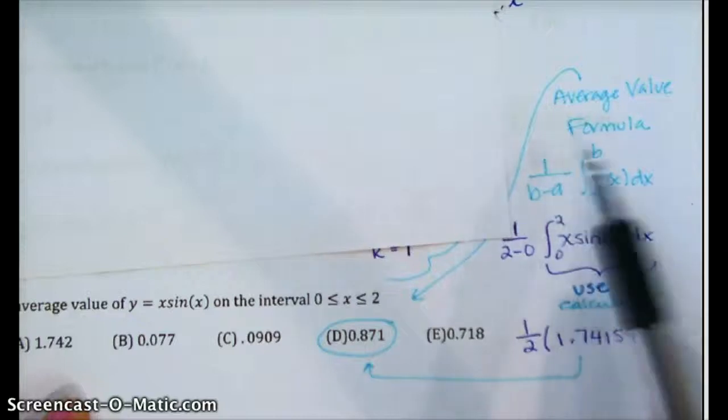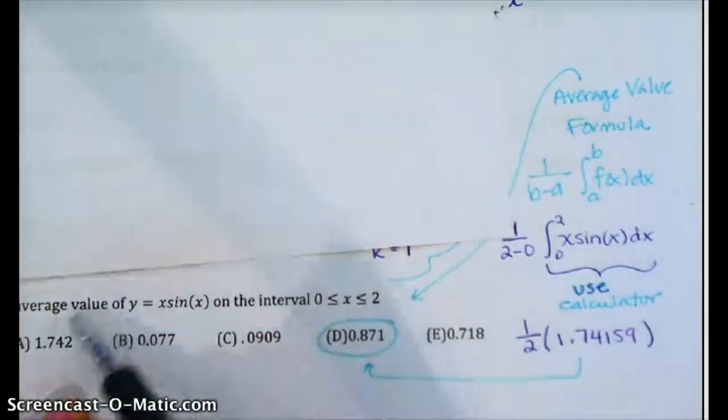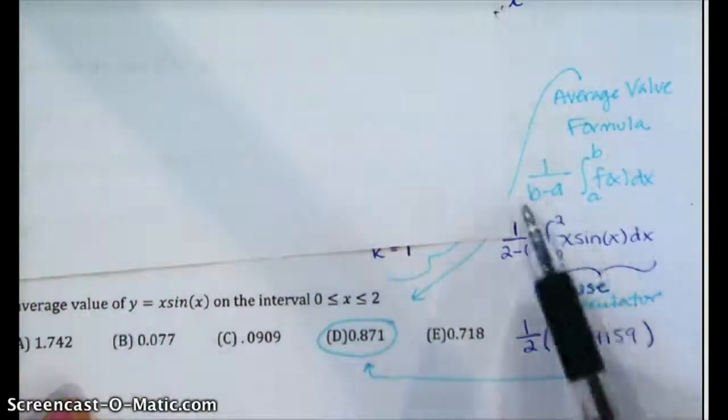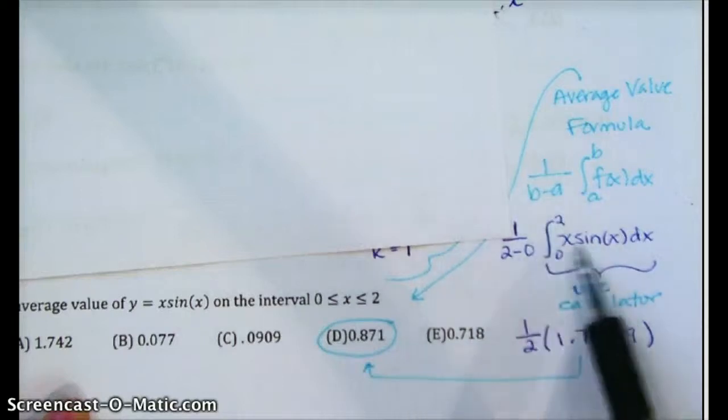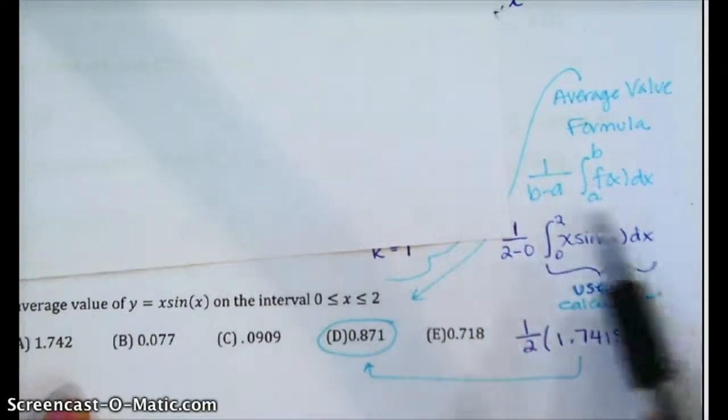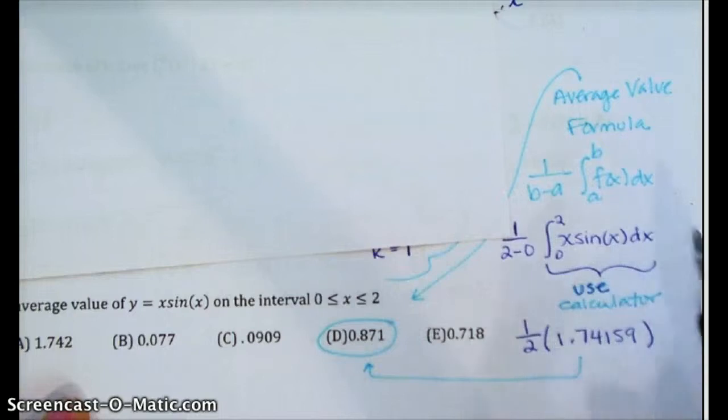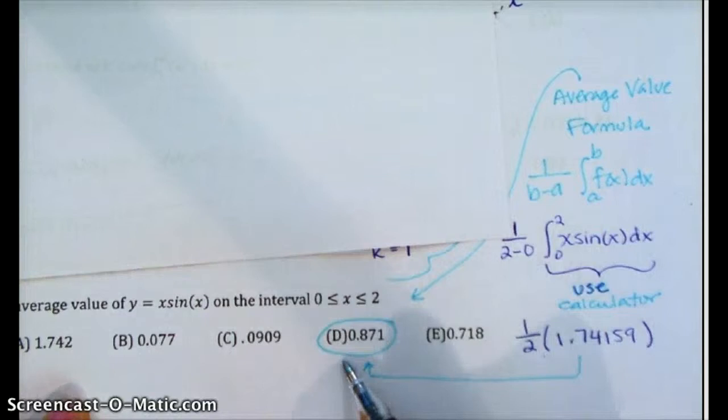Starting with the area, the whole thing is going to equal the height, which is what the average value means. You're dividing by the width of the entire interval. So if I just plug in 2 and 0 and the normal function, I can evaluate this integral just using my calculator. When I did that using Math 9, I got 1.74159. Divide it by 2 and it gives you d.